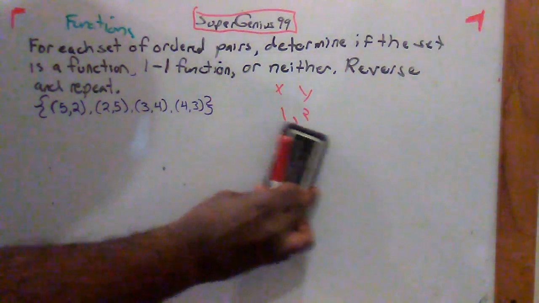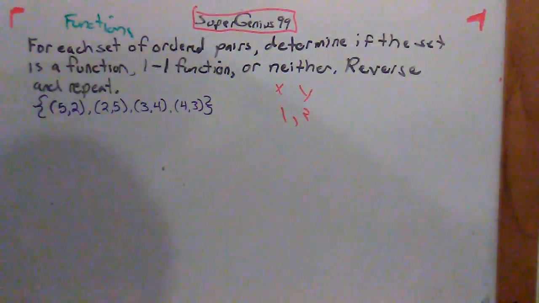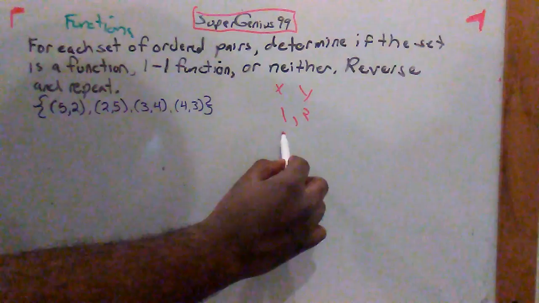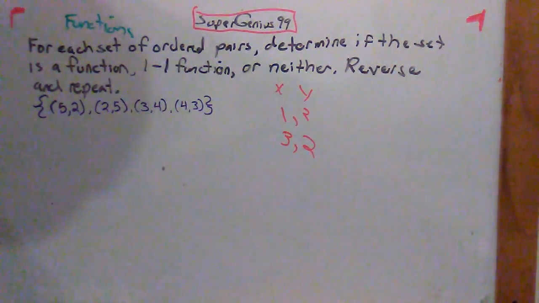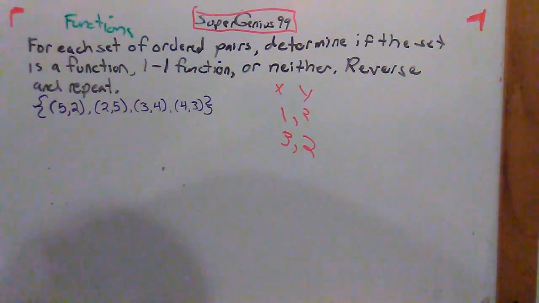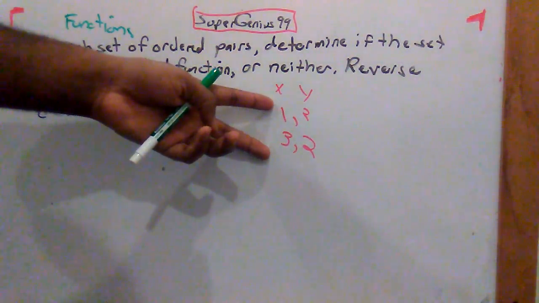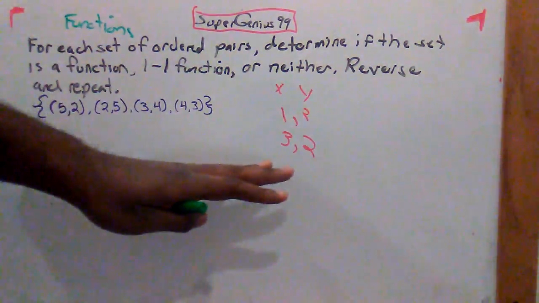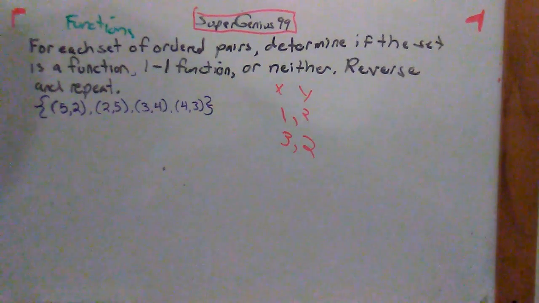However, if you have a 1 in the x place and a 2 in the y place, and then somewhere you have a 3 in the x place and a 2 in the y place, that's still a function because you have different inputs that give the same output, and that's okay. So this is a function.